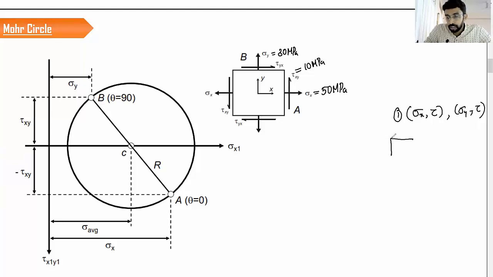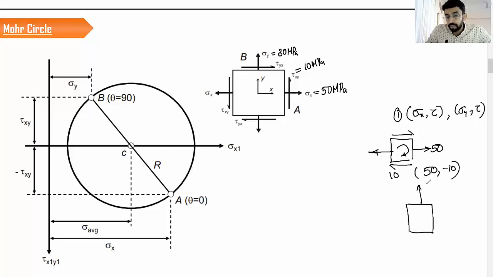That means if you take the x direction, 50 megapascal is going to act in the x direction. This is positive because the positive x direction is considered as positive. And we have two shears here, right? The value is 10. If you look at these two shears, they create a clockwise effect, so it has to be negative. So the first coordinate is going to be 50, comma minus 10. And if you take the y direction, the value is going to be 30. This is positive, and we have the remaining two shears, these two values here, and the value is 10. It is creating an anti-clockwise effect. So the coordinate is going to be 30, comma 10.